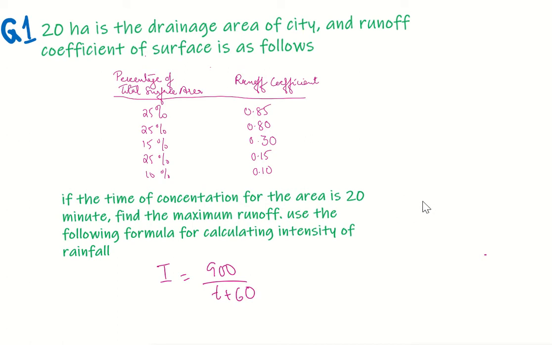That is, you have to find the Q based on the rational formula, Q = C into I into A. Use the following formula for calculating the intensity of rainfall: I = 900 / (T + 60), where I is the intensity of rainfall. The area is given, 20 hectare. The formula to calculate I is given, and the time of concentration is 20 minutes.